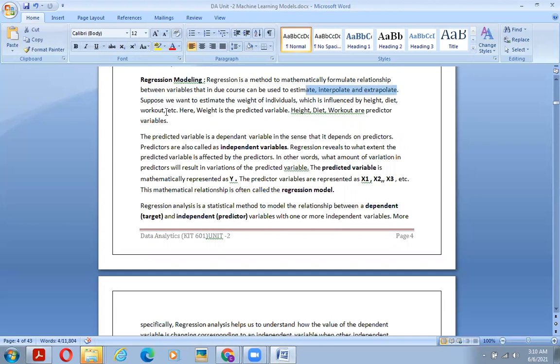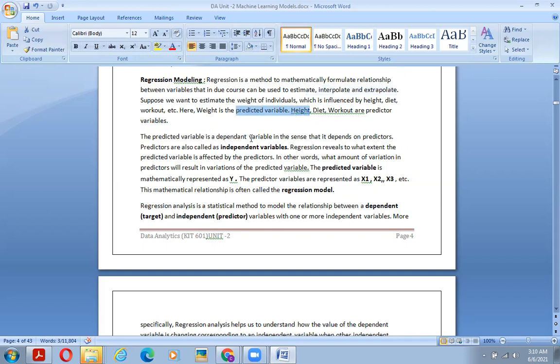Suppose you want to estimate the weight of an individual, which is influenced by height, diet, workout, etc. Weight is the predicted variable. Height, diet, and workout are predictor variables. So we need to make a relationship between different variables. Here the input variables are the predictors: height, diet, and workout, and the predicted variable is weight.